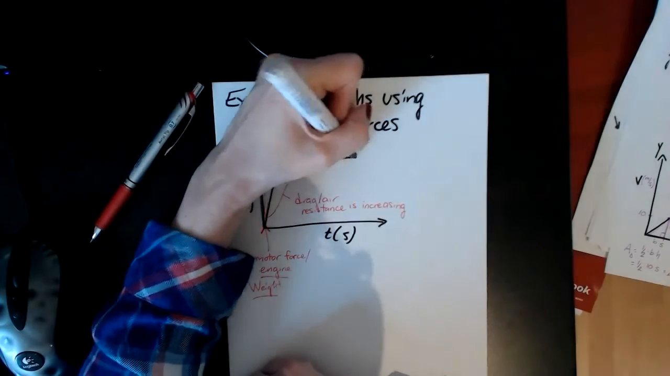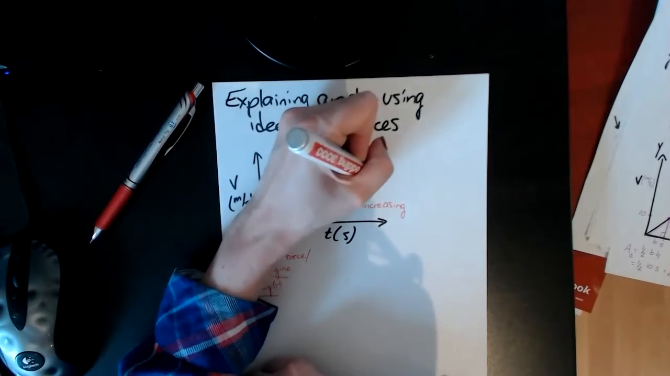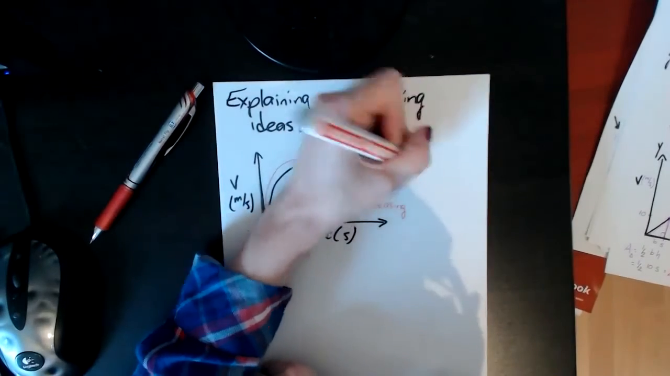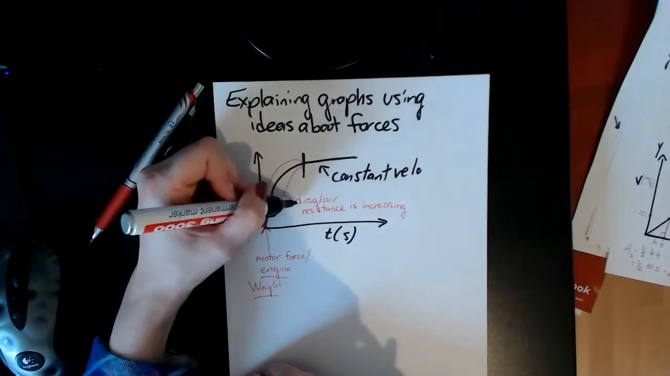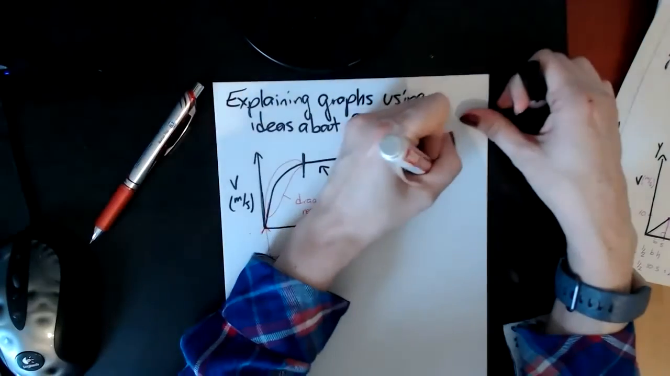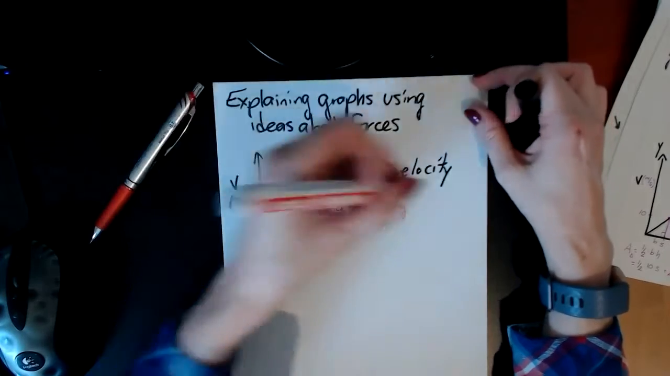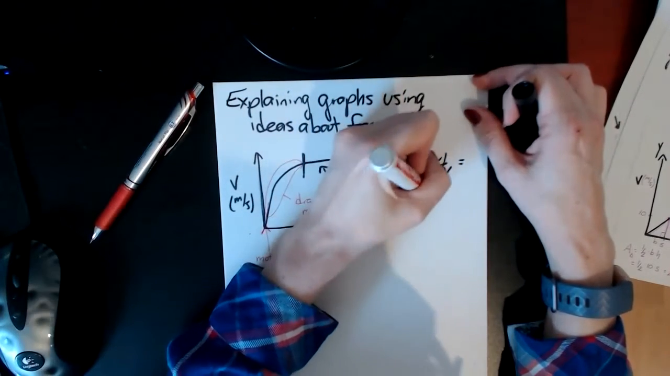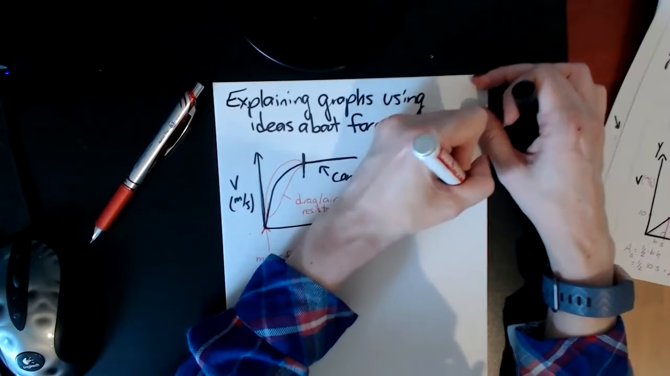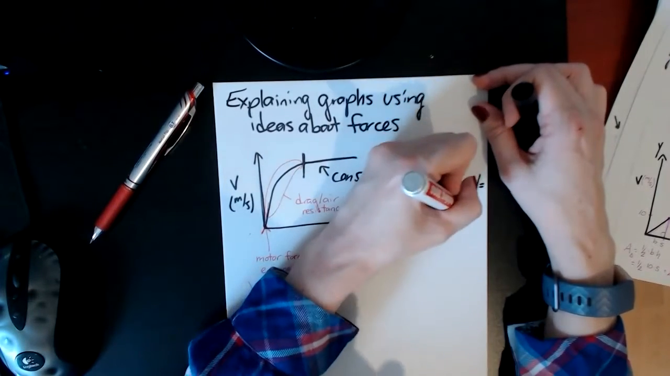And it isn't until, say, it levels off here, okay, that you now have a constant velocity. So this is a constant velocity. And the reason that you have the constant velocity is because now the motor force or the engine force or the weight equals the drag or the air resistance. Okay, so this is a constant velocity that's happening. So the forces are balanced.